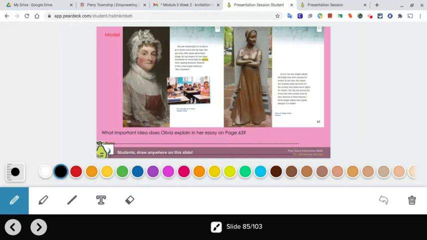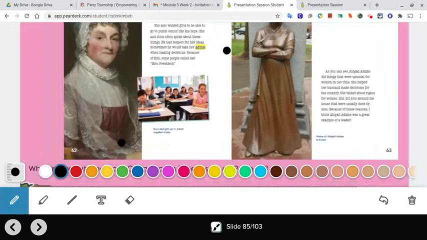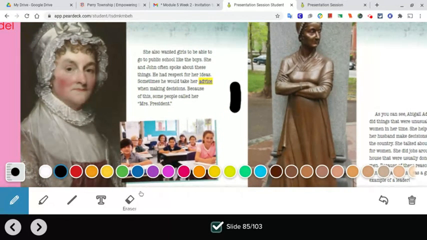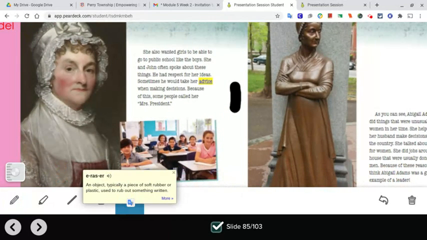Okay, so on this page, I'm going to squeeze it in here, so make it bigger so we can see. Oh, I drew on that. That's okay. I'll just erase it real quick.